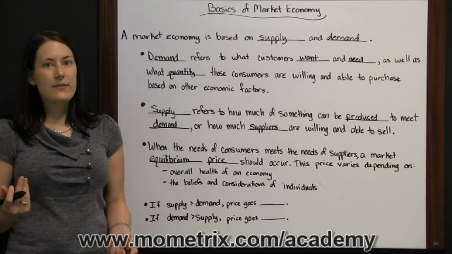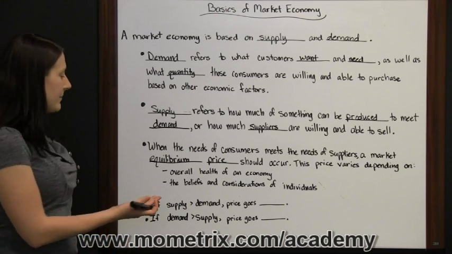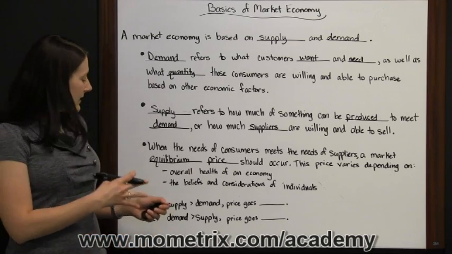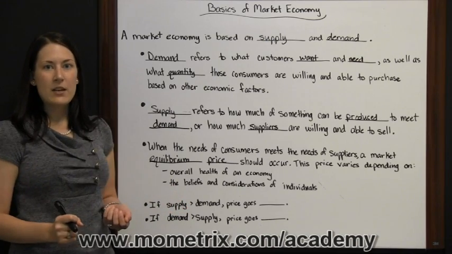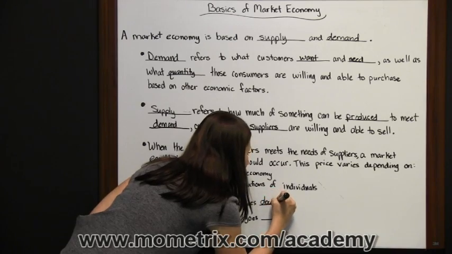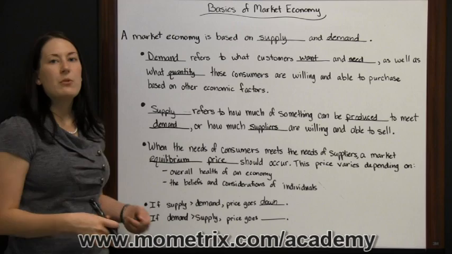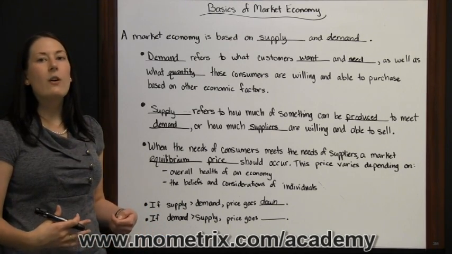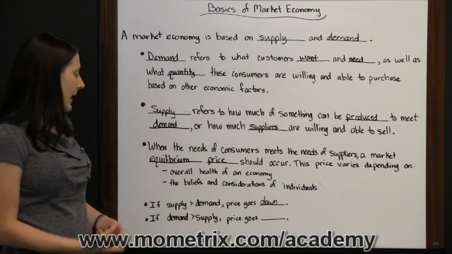Now what happens if supply or demand is greater than the other? If supply is greater than demand, think about it. What's going to happen to the price? Supply is greater. We have more products than there's actually a demand for. So the price is going to go down because the suppliers are still going to want to sell their product. Since people don't want their product as much, the price will go down in hopes that people will say, oh, this is a good deal now, I'll buy it even though I didn't necessarily want or need it before.